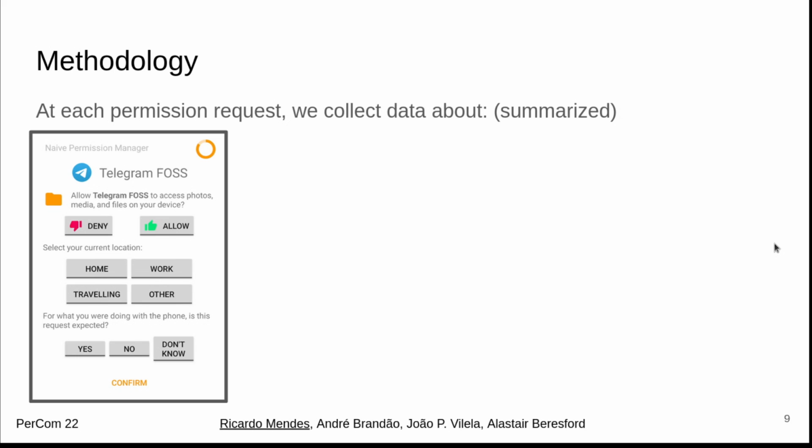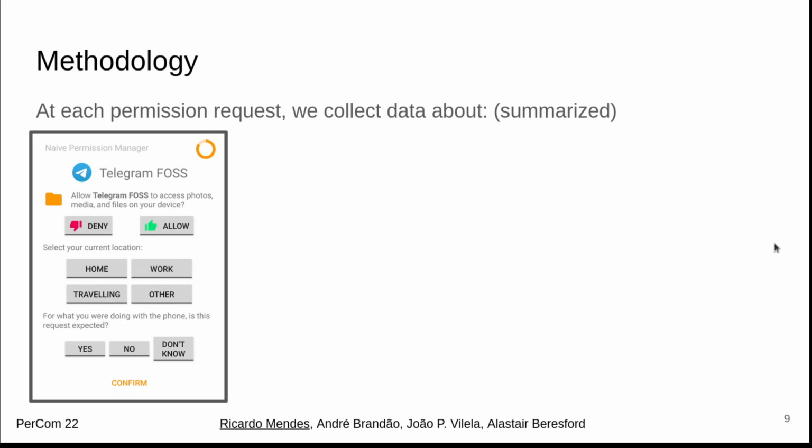In this case, Telegram is trying to access the storage permission, and the user would be able to either deny or allow the permission. He would also have to fill in his current location and answer the question, for what you are doing with the phone, is this request expected, with yes, no, or don't know.